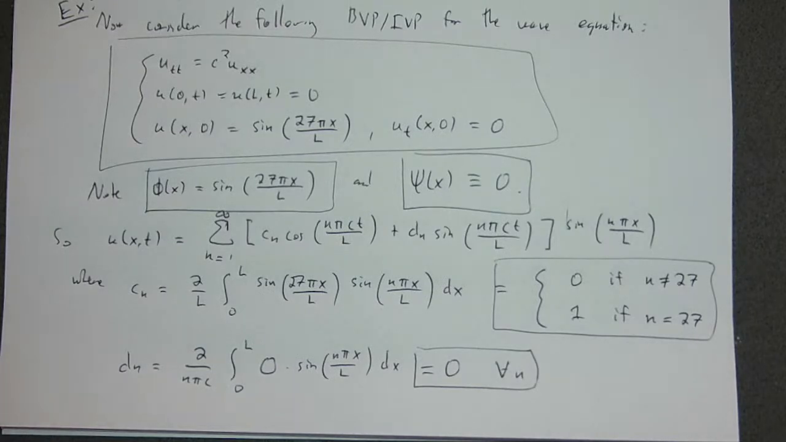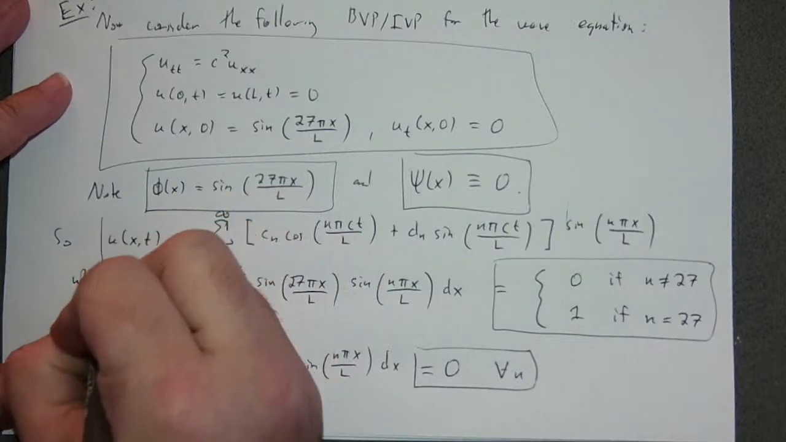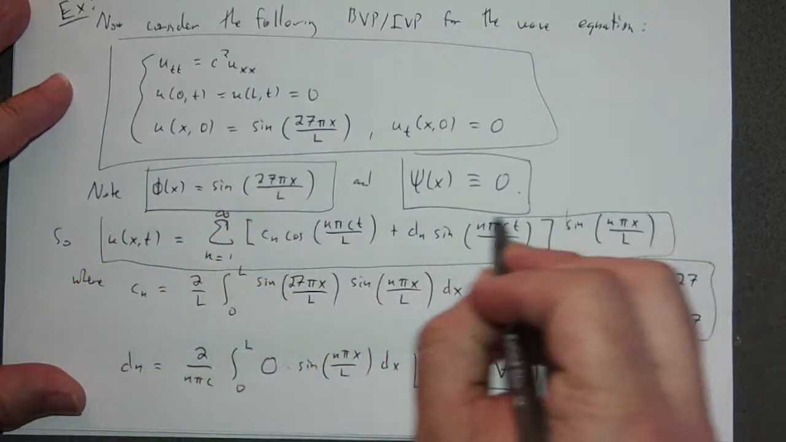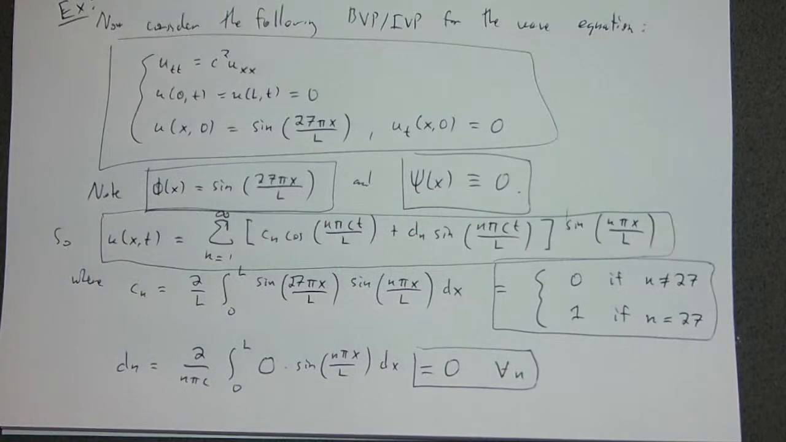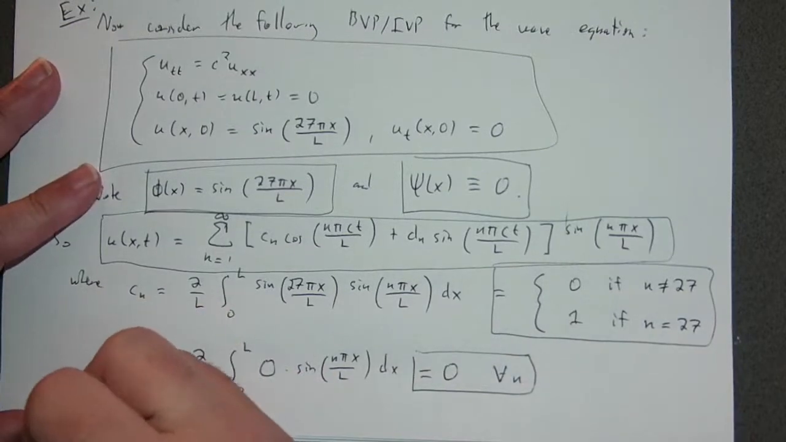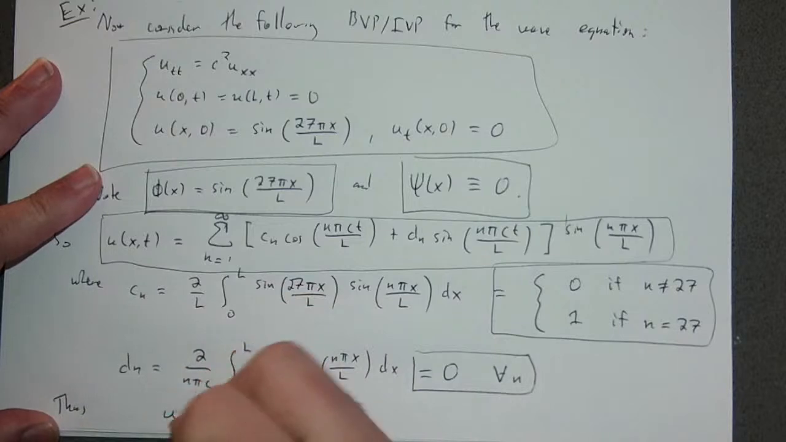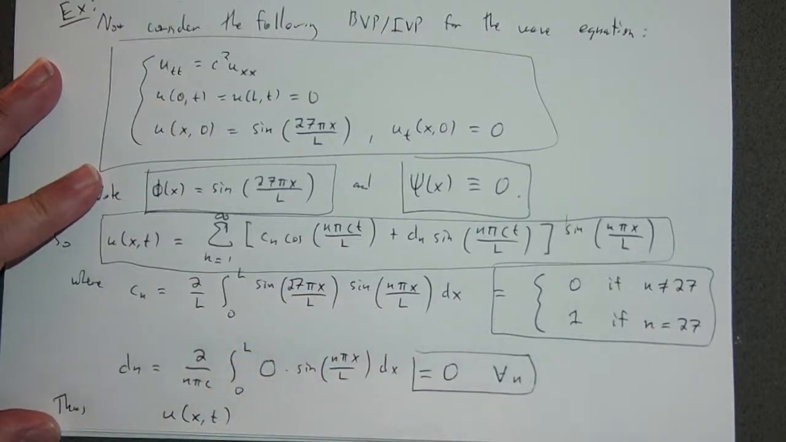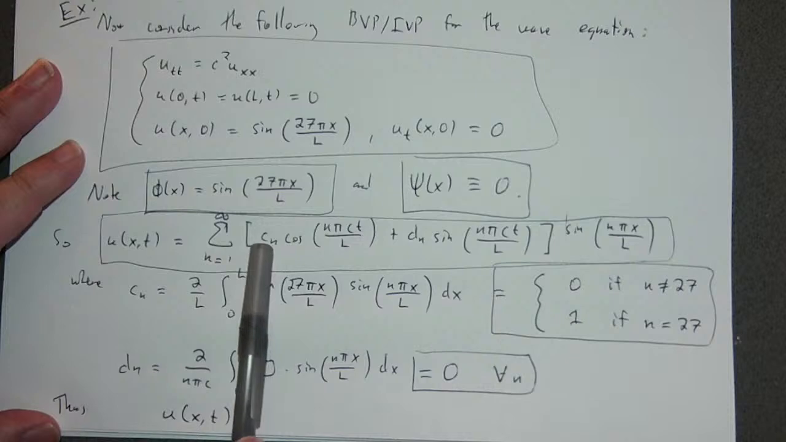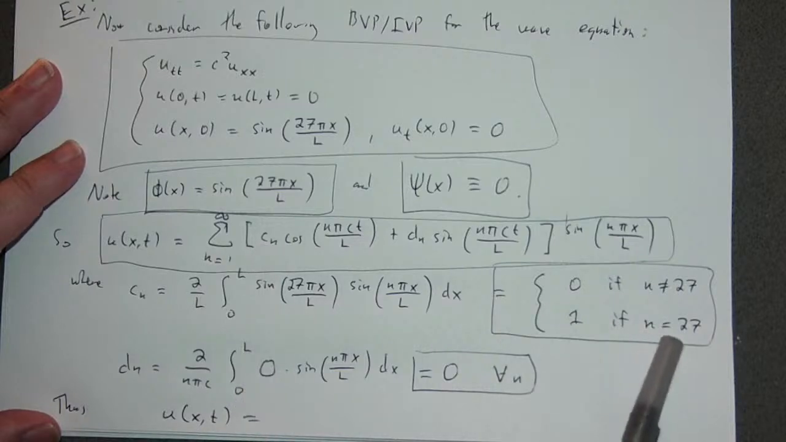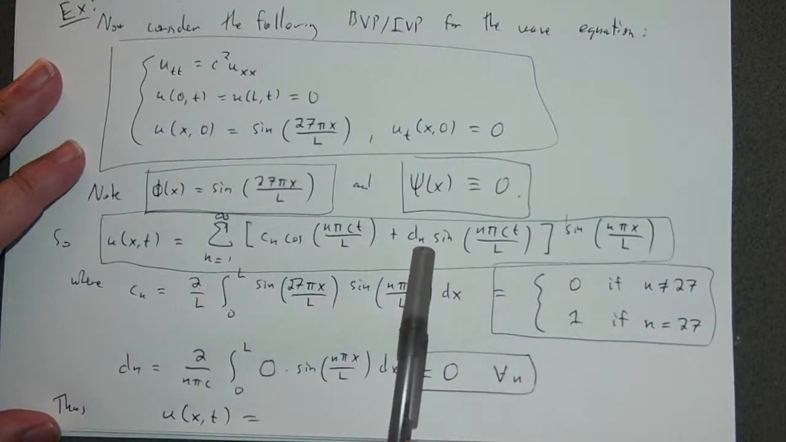This is 0 for all n. And so this solution that I got is substantially simpler than this because all of the c sub n's are 0 except 1 when n is equal to 27. And all of the d sub n's are 0. So let's rewrite that, right? Thus, u of x,t is what? All of the c sub n's are 0 except when n is equal to 27. All the d sub n's are 0.